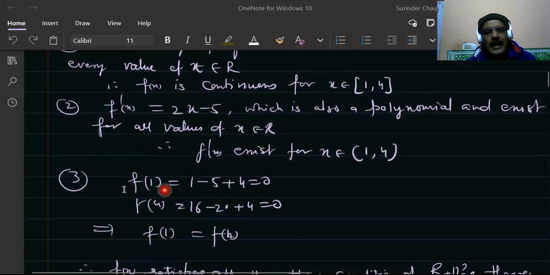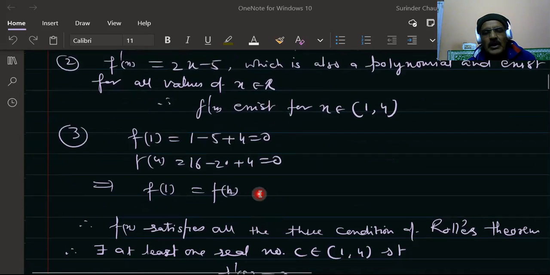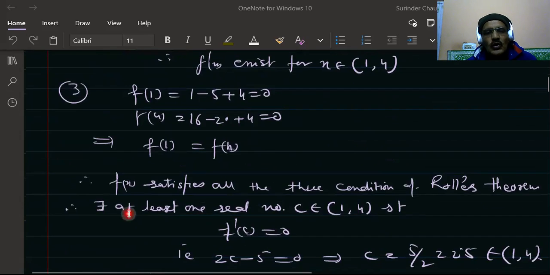Now second, f(a) = f(1) is 0, and f(b) = f(4) is equal to 0. Therefore f satisfies all three conditions of Rolle's theorem, which implies there is a point c belonging to the open interval (1, 4) such that f'(c) is equal to 0.